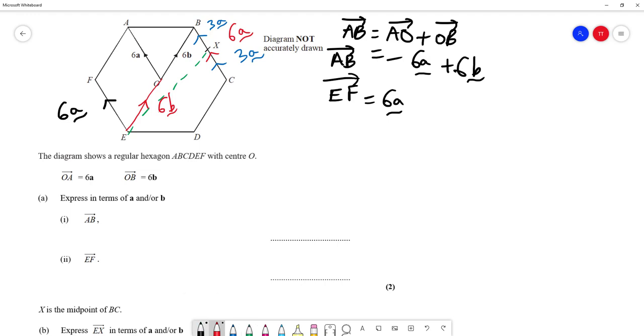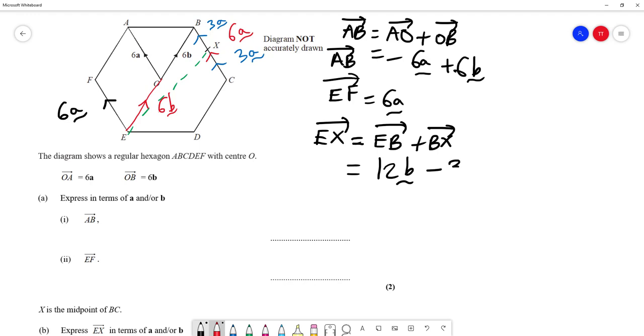So the vector EX is going to be EB plus BX. Now, EB is going to be 6b plus 6b, which is 12b. So we get 12b there. And now if XB is positive 3a, BX is the opposite direction, so we get minus 3a. So we now know what the vector EX is.